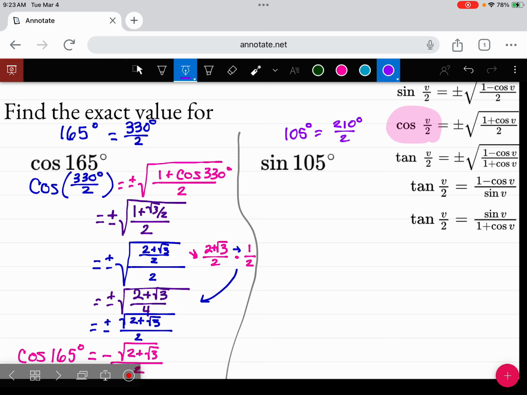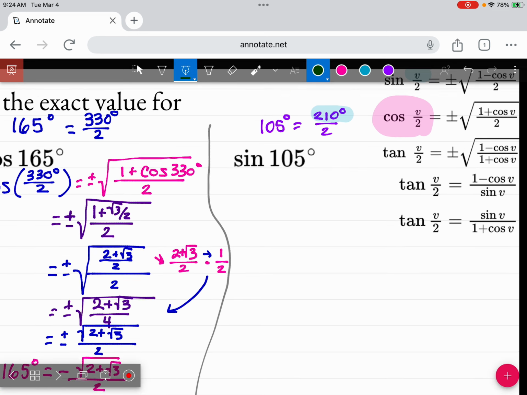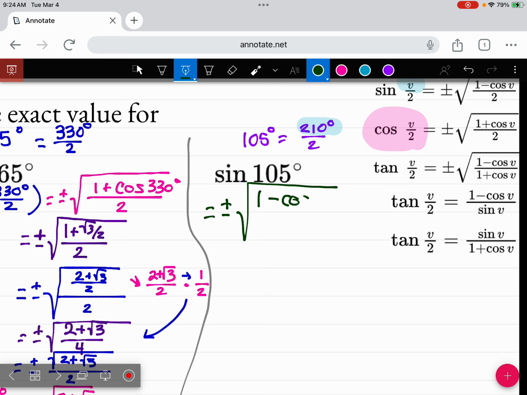So when we're filling in our sine formula, what's my V? The 210. So looking at our sine, that V is the 210. Take your time on that part, because honestly, that's the part where things get a little wonky sometimes. So filling in these pieces using our sine formula now, we're going to have our plus or minus square root of 1 minus our cosine of 210 all over 2.